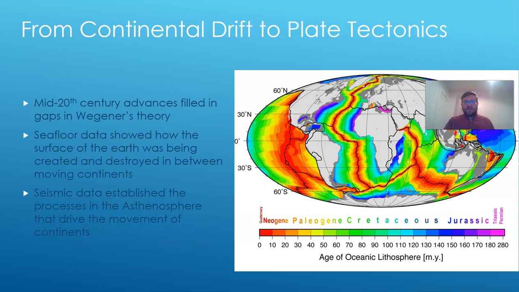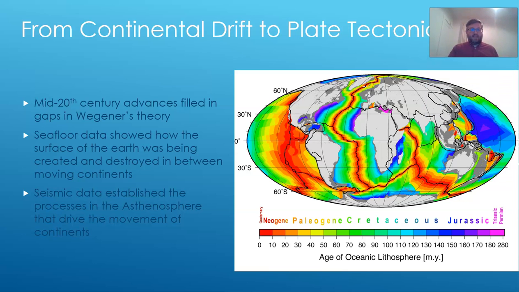The additional evidence came in over the course of the 20th century. So the idea of continental drift as proposed by Wegener developed into our current theory of plate tectonics. So plate tectonics is kind of the modern name for this theory. And so some of the evidence that helped to fill in these gaps in Wegener's theory and provide the mechanisms, the explanations that he was lacking, included things like seafloor data. So what you're seeing in that map there is the age of the rock at the bottom of the ocean in different parts of the world.